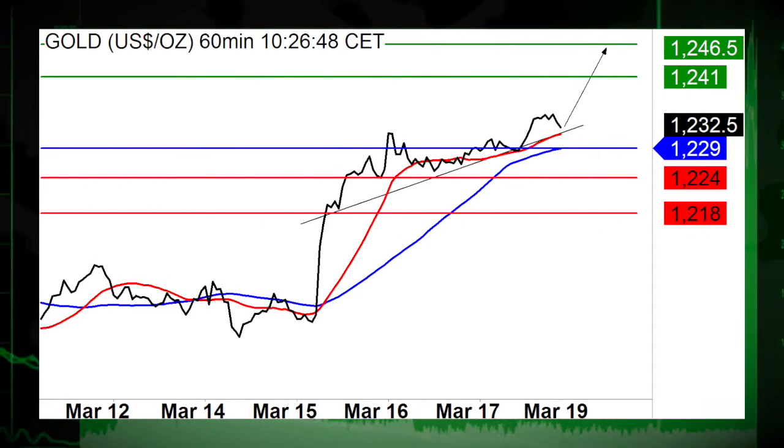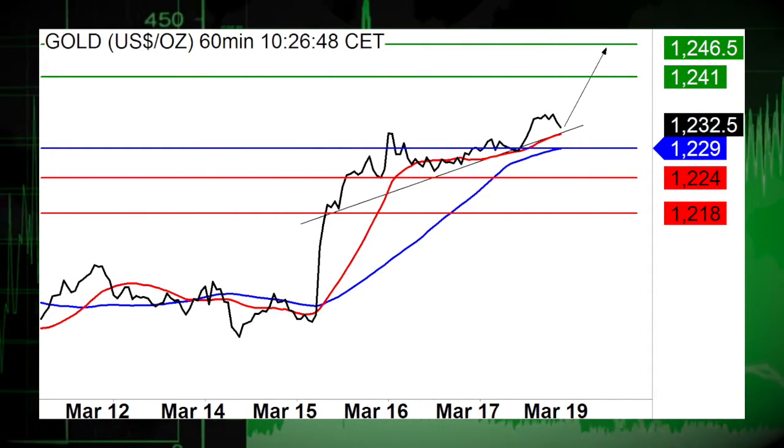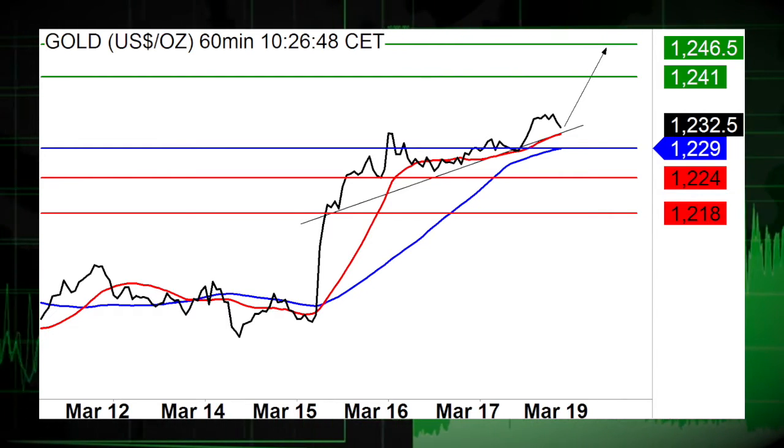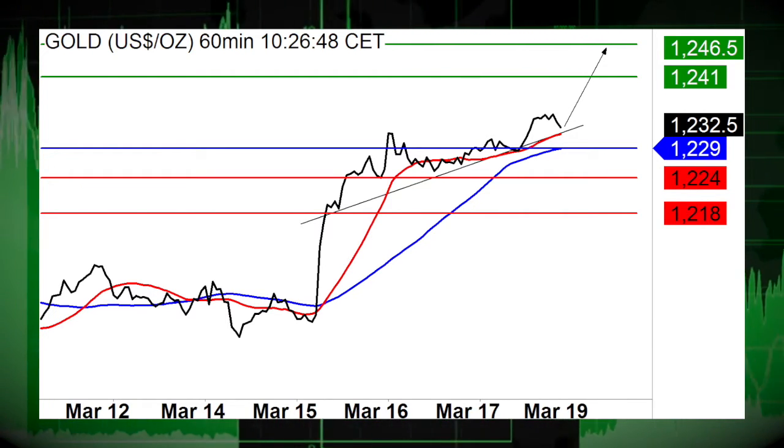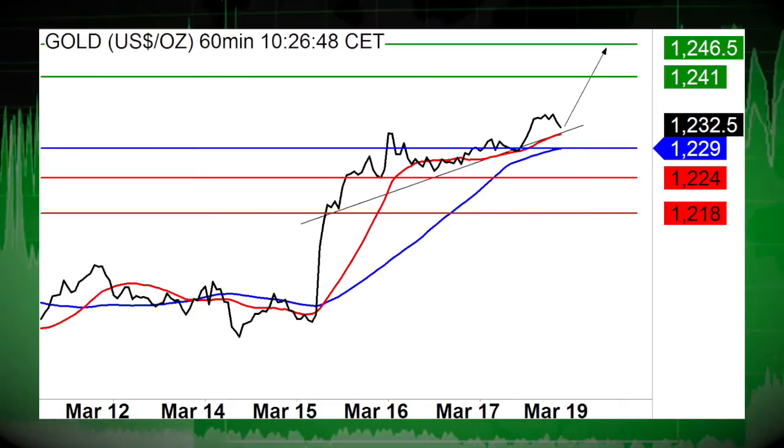Precious metals are turning flat on Monday. Gold is supported by the bullish trend line and its rising 50-day moving average. Trading Central analysts prefer long positions above the new support at 1229 with targets at 1241 and 1246.5 in extension. Silver futures are off just 0.1%, trading at $17.39 per troy ounce.